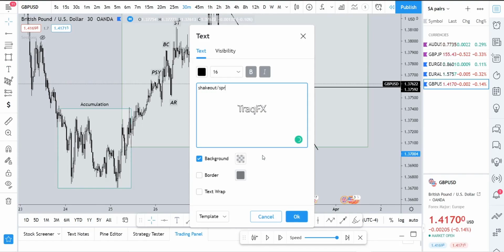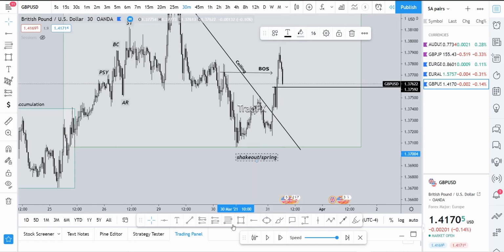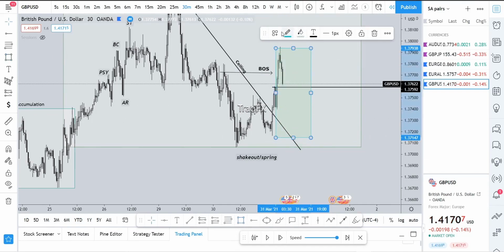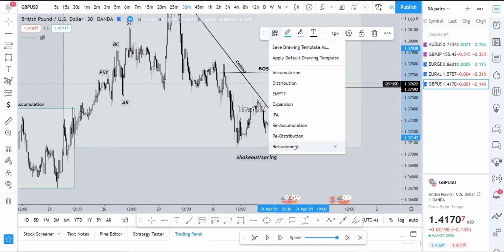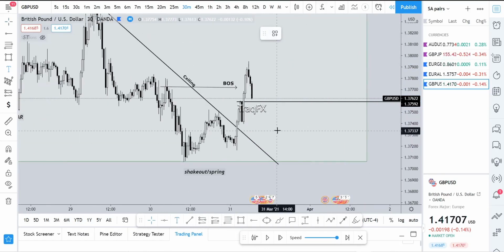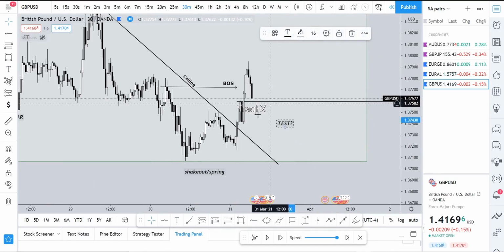Shakeout, spring. What we're looking at now is we just witnessed price expand, right? Expanded towards the upside, breaking structure. Now we want to look to catch the retracement towards the downside to get a buy-in, right? And this retracement will also be a potential test. This could be a test area.